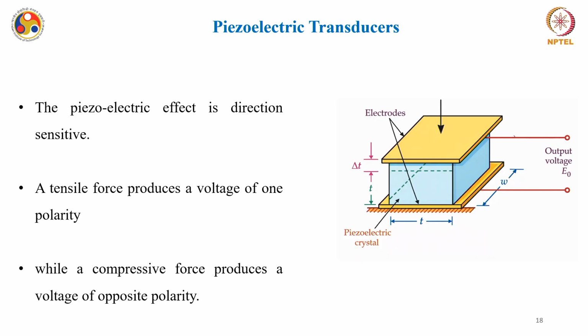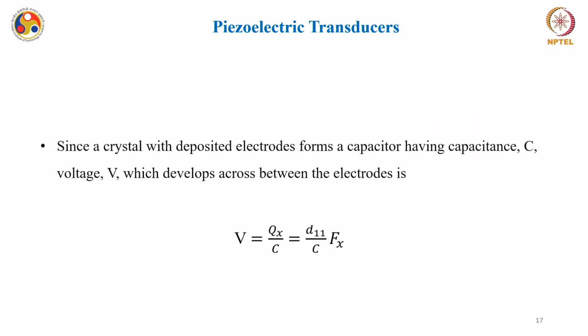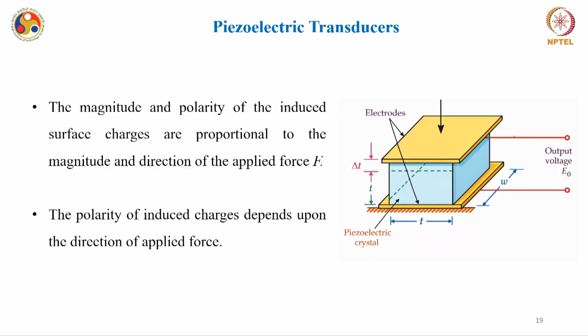Now we have seen that the piezoelectric effect is direction sensitive because it is an anisotropic phenomenon. A tensile force produces a voltage of one polarity, while a compressive force will produce a voltage of the opposite polarity, and that is also very clear from equation 7. The magnitude and polarity of the induced surface charge are proportional to the magnitude and direction of the applied force F, and the polarity of the induced charges depends upon the direction of the applied force.